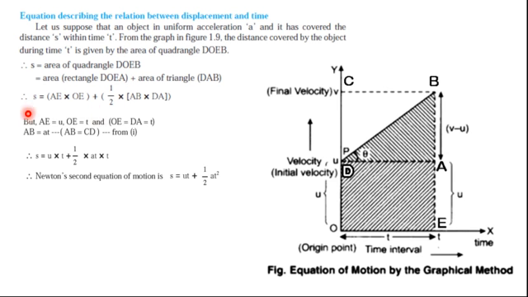Now put the value. S is equal to the area of rectangle DOEA, as you know the formula of a rectangle: AE into OE, plus half into, this is the formula of the area of a triangle, half AB into DA.